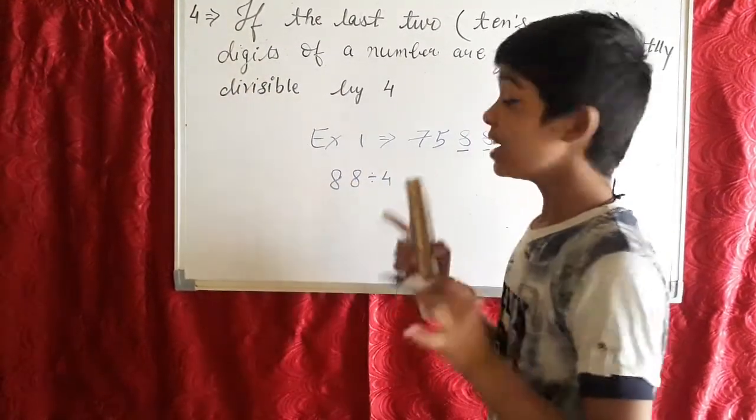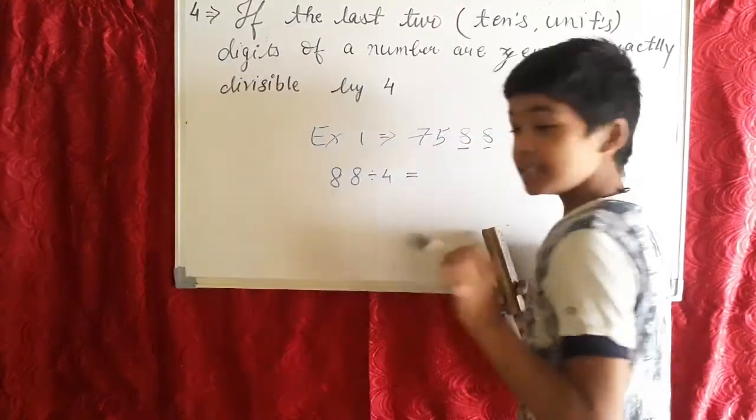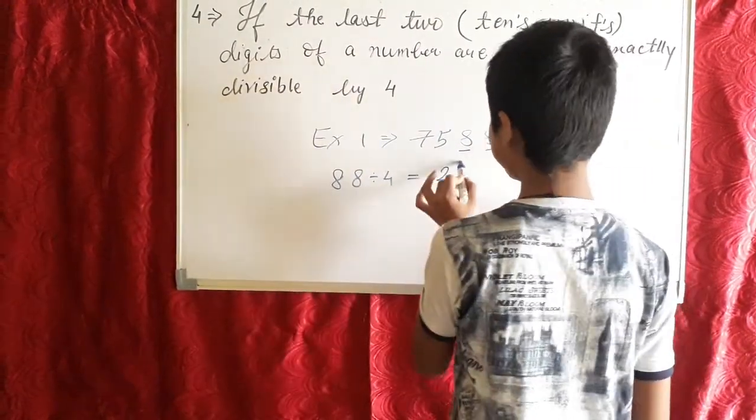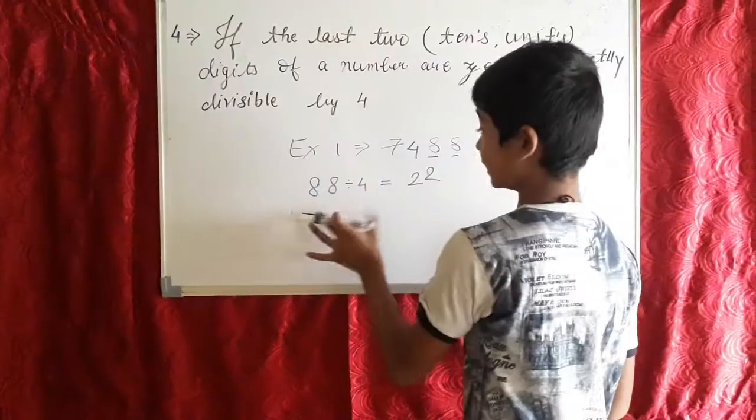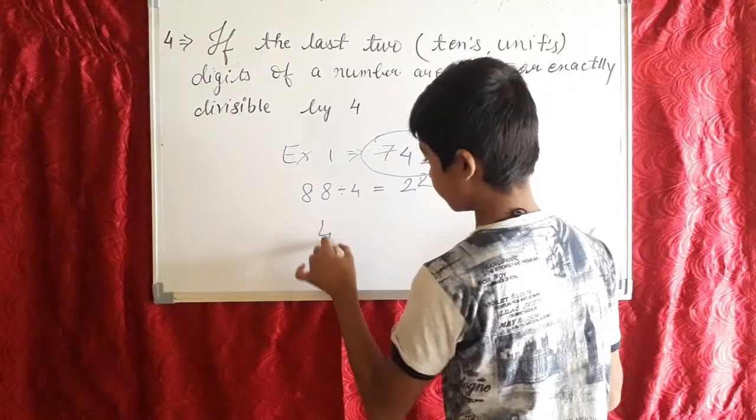What are we going to do? We are going to divide this 88 by 4. Now we have divided this, so this number is divisible by this 4. See. Then we will divide by 4.